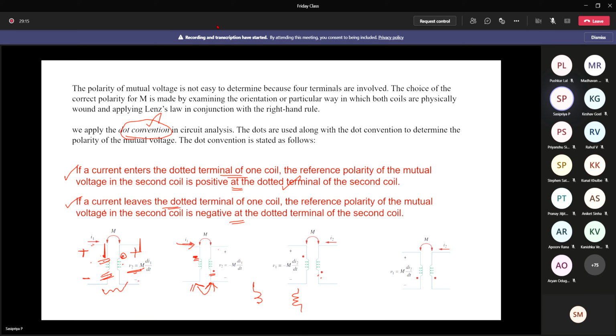The other possibility is if the current is leaving at the dotted terminal. If the current is the leaving current at the dotted terminal, then the mutual voltage which is going to be induced in the other coil will be negative at the dotted terminal. Now with respect to these rules, let us see how the voltage can be written.